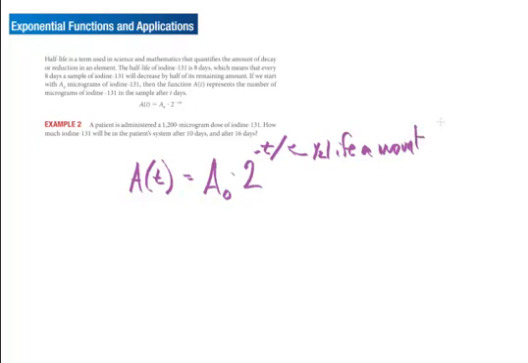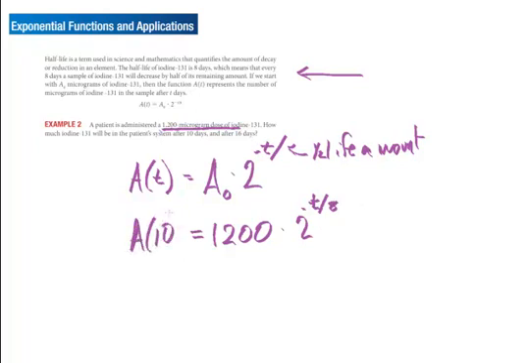Okay, so for our particular problem, in example 2, a patient is administered 1,200 micrograms of iodine 131. So 1,200 is our original amount. And how much iodine 131 will be in the patient's system after 10 days? Well, they tell us up here that the half-life of this particular isotope is 8 days. So I put negative T over 8 there. And then they want to know after 10 days, so let's just do A of 10, and we're going to do after 16 days, so A of 16.